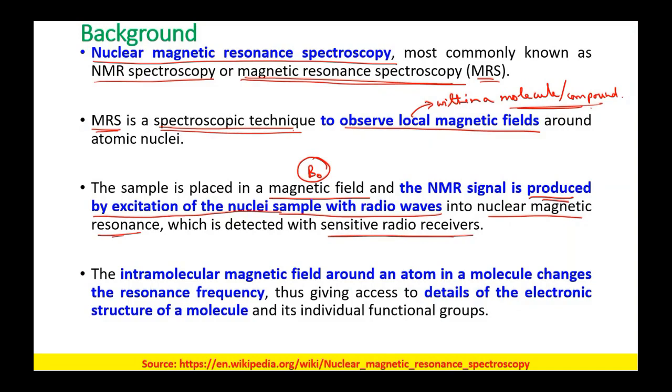The intramolecular magnetic field around an atom in a molecule changes the resonance frequency. How? I will tell you in just a few moments. Thereby they give us access to the details of the electronic structure of a molecule and its individual functional groups.